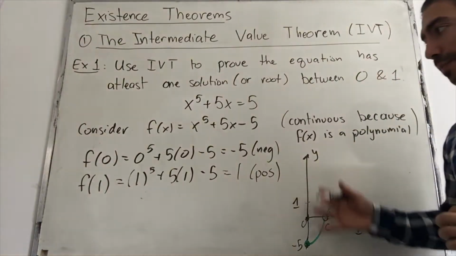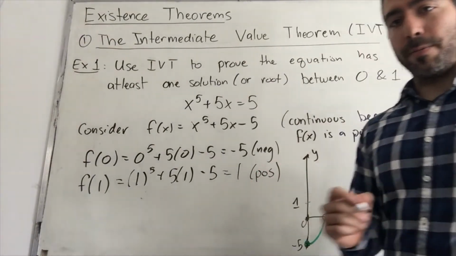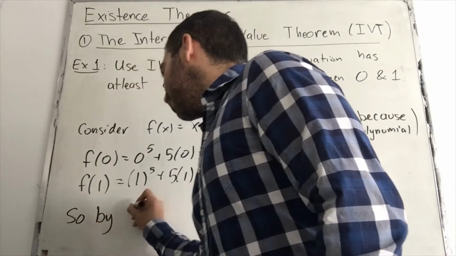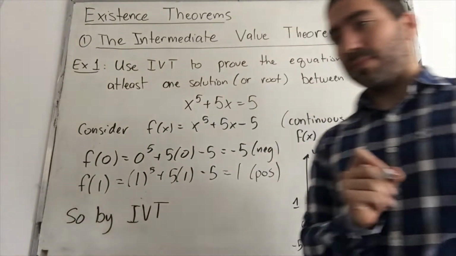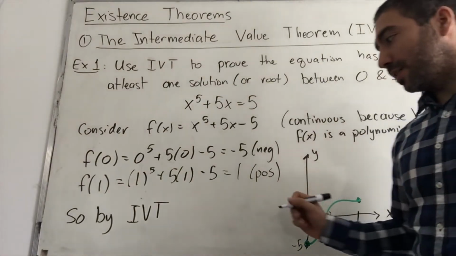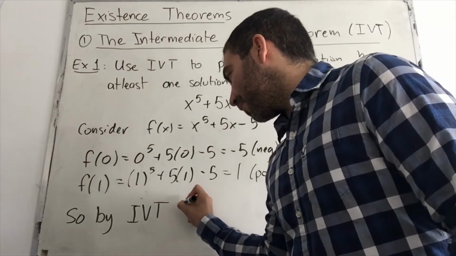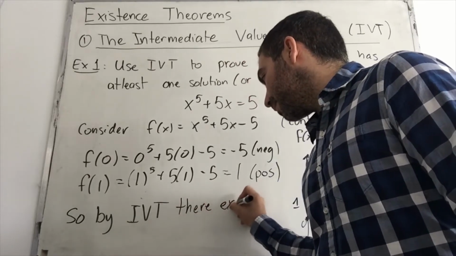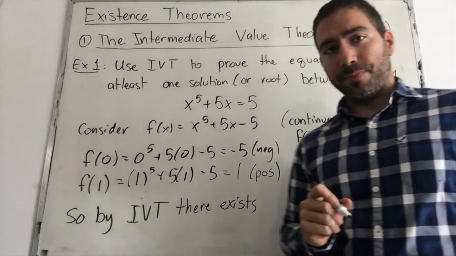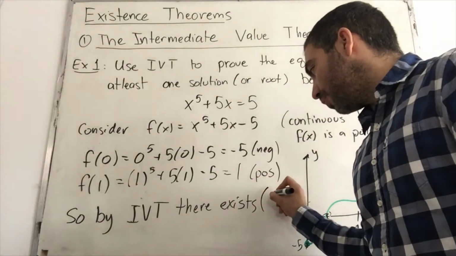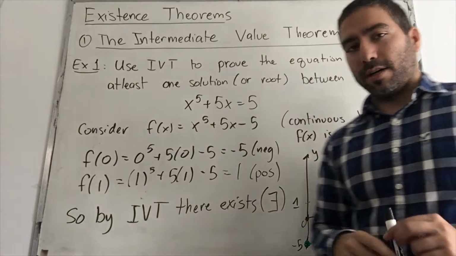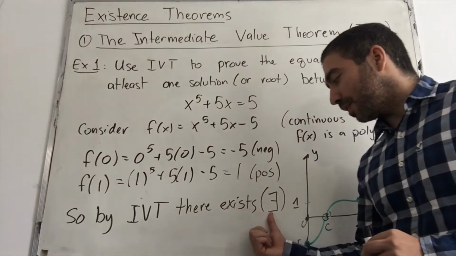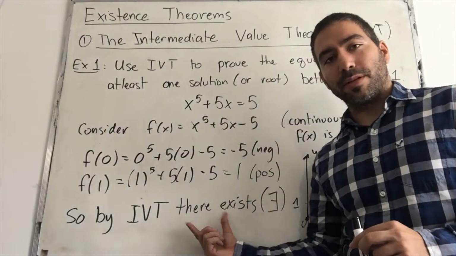So to conclude our statement here, we have to state that we're using IVT. So by intermediate value theorem, so by IVT, there's a symbol that we use for there exists. So there exists. This is a quantifier. So the notation that's used for a quantifier is a backwards E. So backwards E just means there exists. So if you ever see me writing there exists with a backwards E, this is what it means, okay?